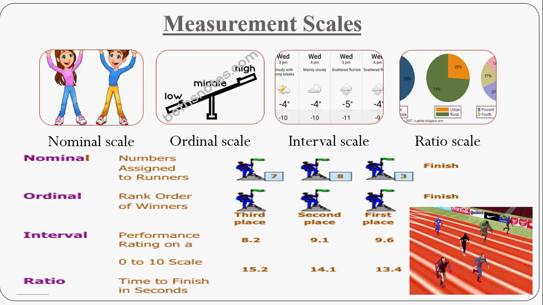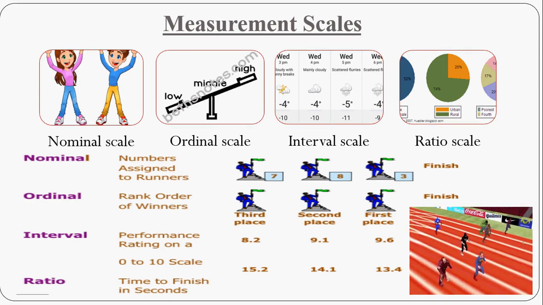Now, what is interval? Interval is where we are giving a performance rating on a scale, for example, 0 to 10. How much the person who came first has secured, how much the person who came second has secured, how much the person who came third has secured. Like, for example, 9.6 for first place, 9.1 for the second place winner, 8.2 for the third place winner. So this is what we call interval scale.